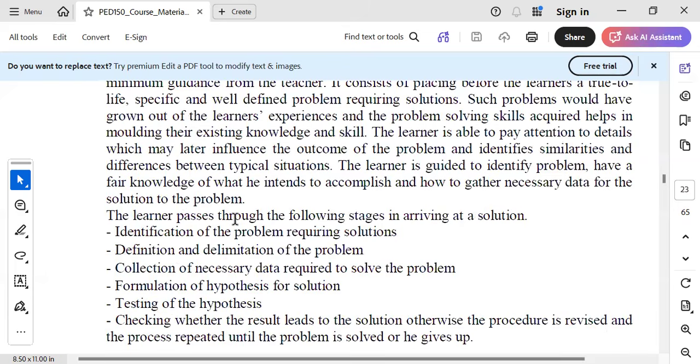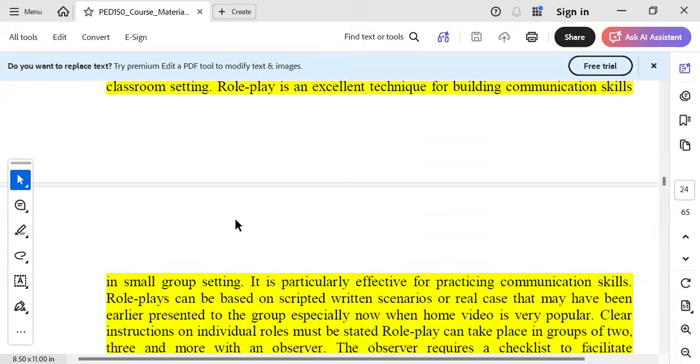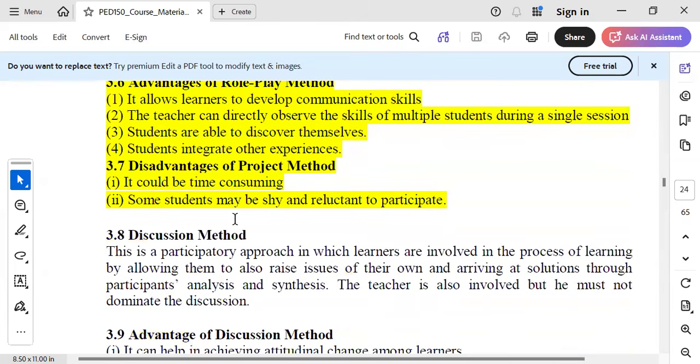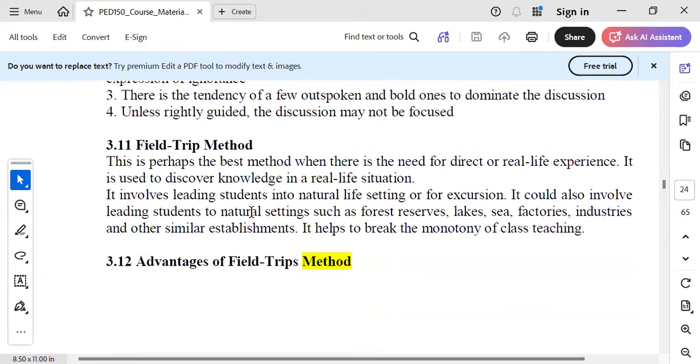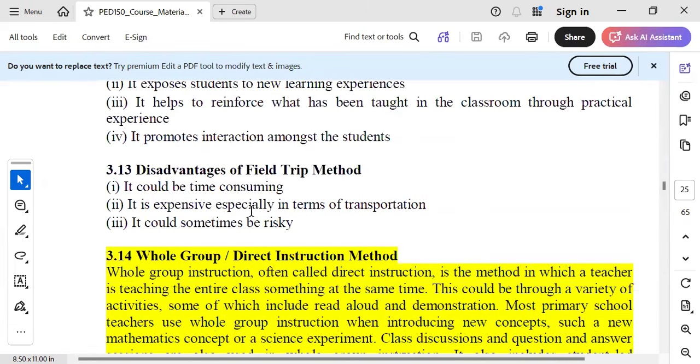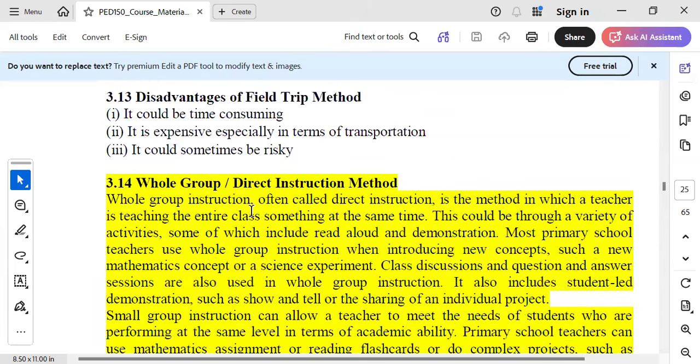Problem-solving method. And after that, we've done role play, which we did in the last class. Today, we talked about discussion method, field trip method, and of course, the whole group or direct instruction method.